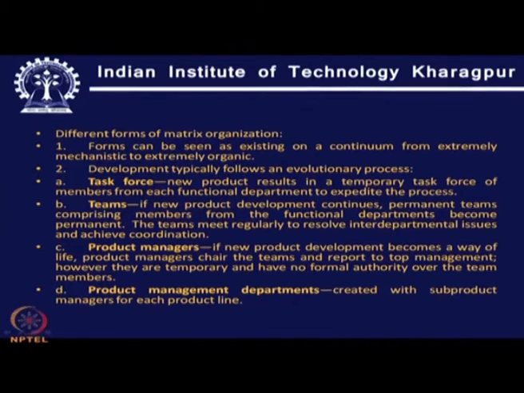Product managers. Here, if new product development becomes a way of life, product managers chair the teams and report to top management. However, they are temporary and have no formal authority over the team members. Next is product management departments, created with sub-product managers for each product line.